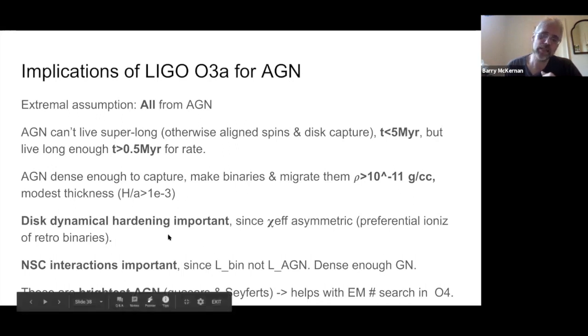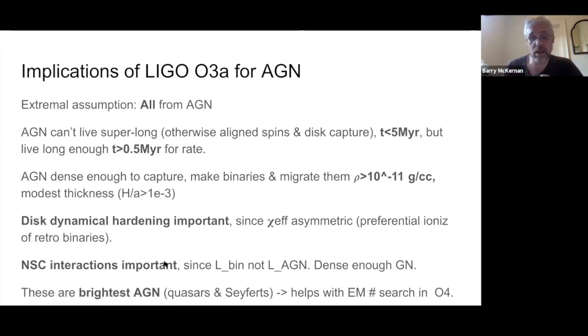If you look at the rate of events, they have to be happening in the brightest AGN, quasars and Seyferts. So that's a yay for identifying fewer objects in a LIGO search volume, but it's going to be harder to detect EM counterparts directly if the AGN is intrinsically bright. You can also turn the knobs the other way for all of this and basically say, if none of them are from AGN, you can come up with an alternative parameter space for AGN lifetime, density, and so on.